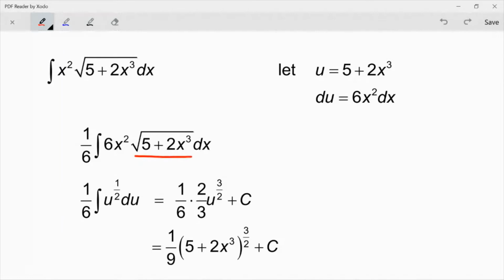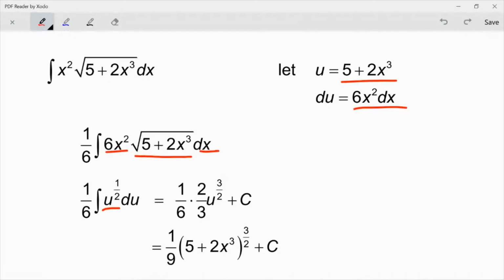This square root of 5 plus 2x cubed becomes u, because this is my u to the 1/2, and then the 6x squared dx, remember that all becomes du. And so now I've got an integral that's written in a really simple form that is equivalent to the one that I started with, just written in terms of u. And now I can do my antiderivative just like we always would.